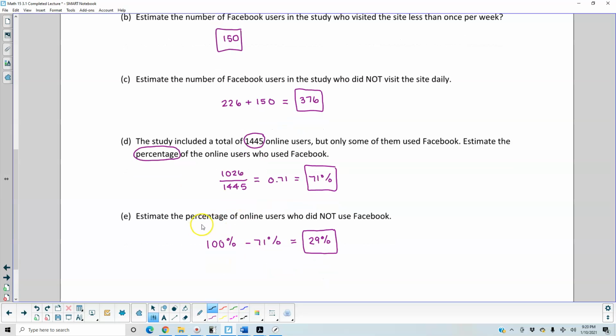Now, if we want to estimate the percentage of online users who did not use Facebook, we're going to take this amount and subtract it from 100%. So 100% minus 71% gives us 29% of online users who did not use Facebook.